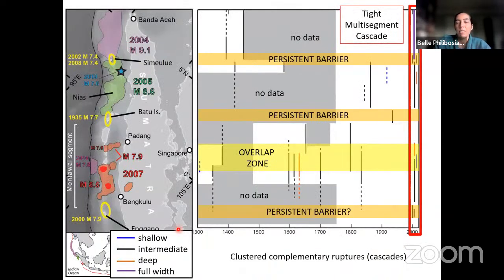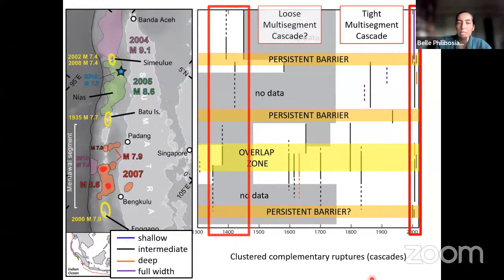In terms of earthquake rupture patterns, we have some very incredible cascades. So clustered complementary ruptures. Each of these is rupturing a different area of the fault, but almost the entire length of the Sumatran Sunda megathrust has ruptured since 2000, with only one gap in the northern Mentawai area here.